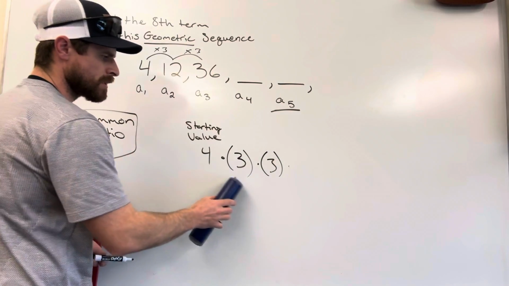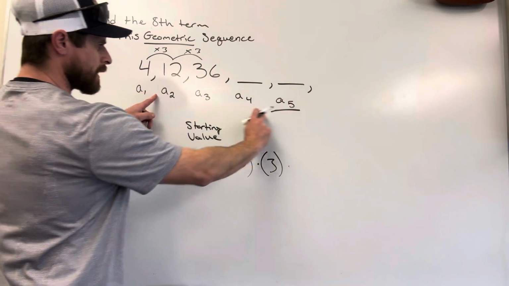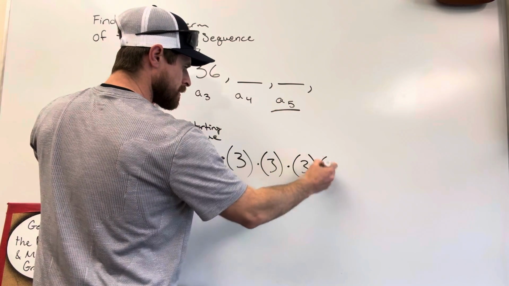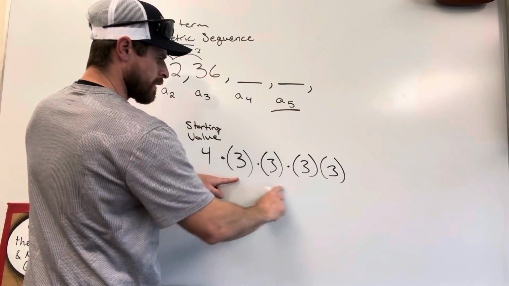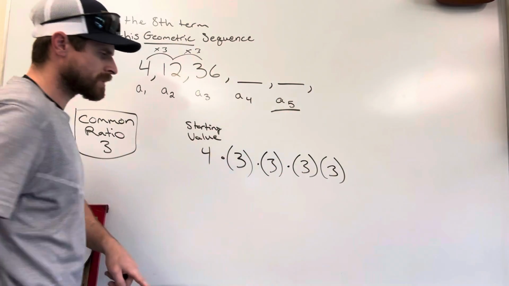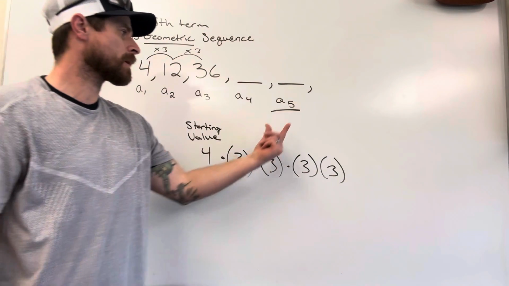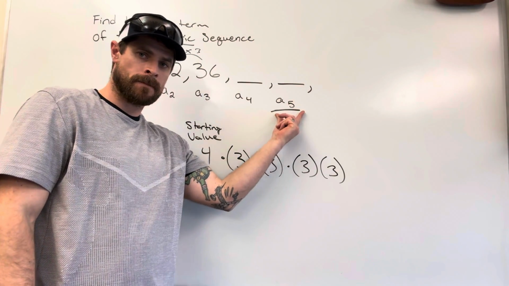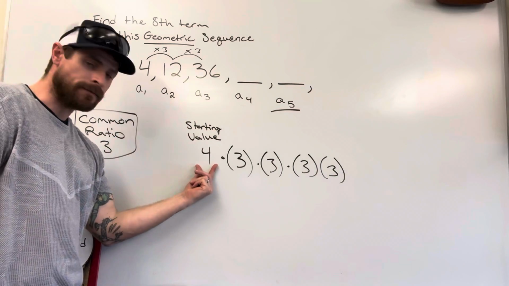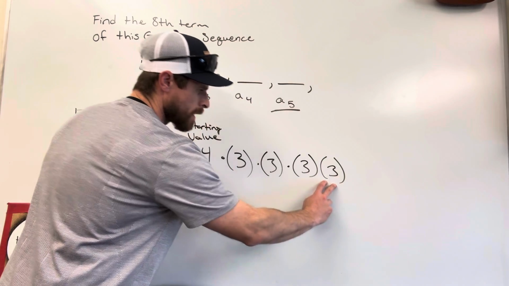So what we can do instead of repeated multiplication, again, if we want to get to the 5th term, we'd have to multiply 3 how many times? 4 times. Why 4? Because 4 is 1 less than 5. There's always going to be 1 less 3 repeated multiplication compared to the term you're on. And the reason for that is because our first term was 4. That's our starting value.